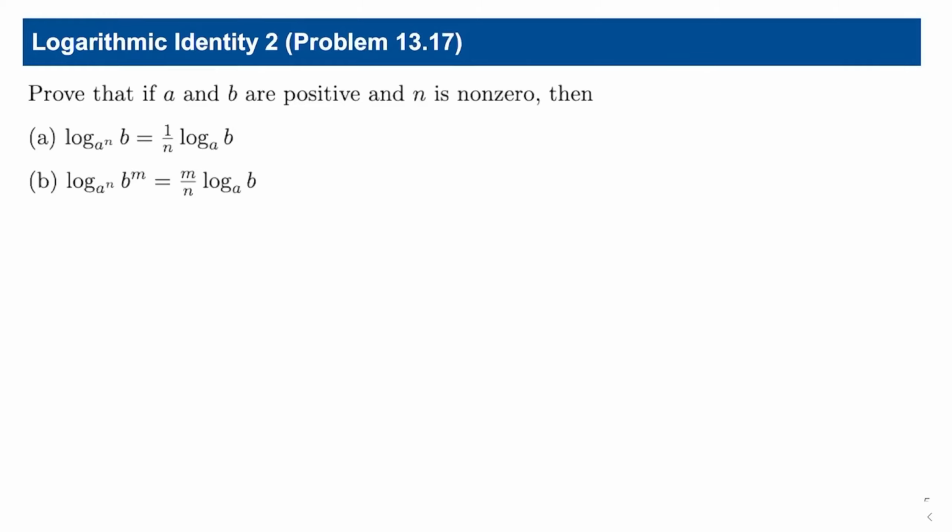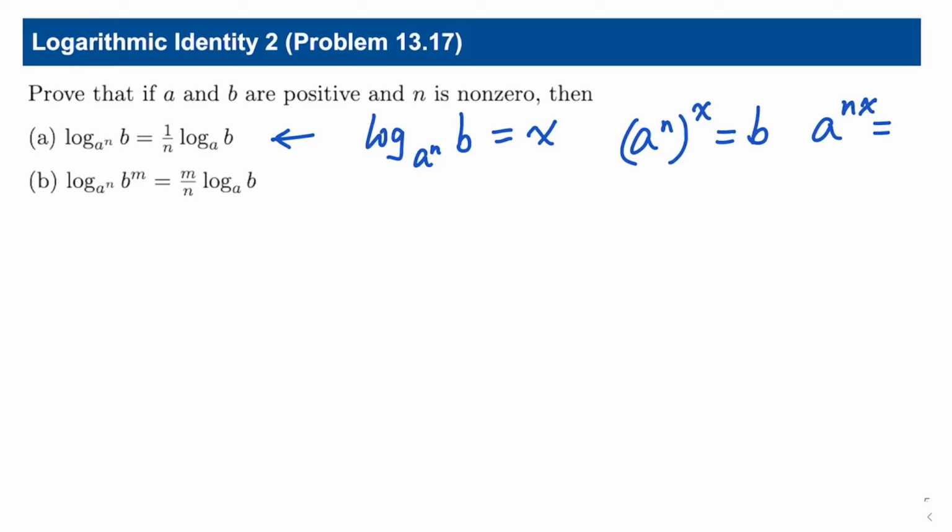Now, let's look at the second logarithmic identity, also problem 13.17. We want to prove that if a and b are positive and n is non-zero, then log base a to the power n of b equals 1 over n log base a of b. Let's denote log base a to the power n of b as x. Then we know a to the power n to the power x equals b. So a to the power nx equals b.